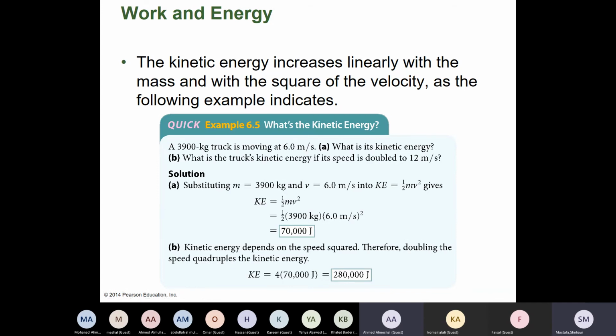A 3,900 kilogram truck is moving at 6 meters per second. What is the kinetic energy? What is the truck's kinetic energy if its speed is doubled to 12 meters per second?